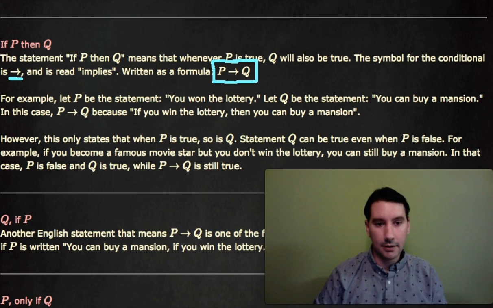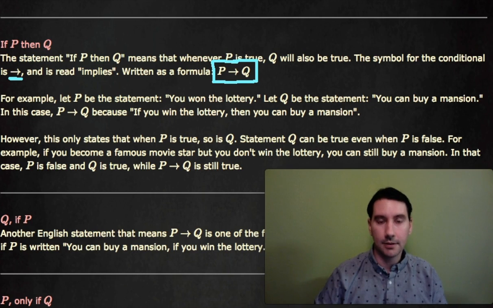However, notice that we're only stating that when P is true, then so is Q. We're not saying that P is necessary for Q. This is a logical fallacy that trips up a lot of people. So Q could be true even if P is false.